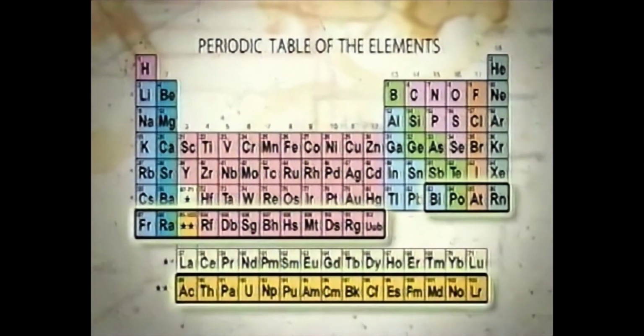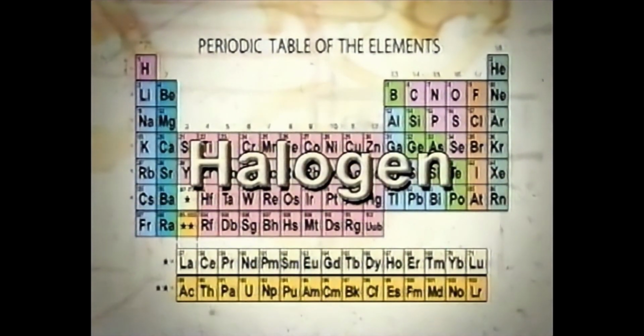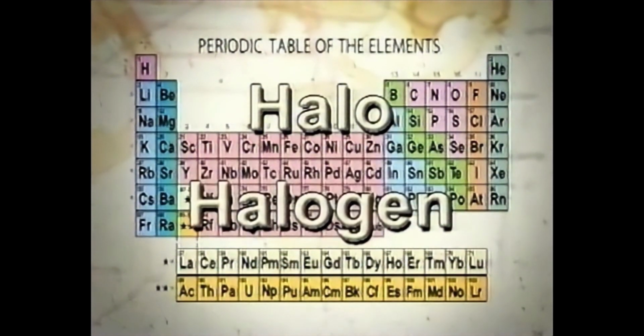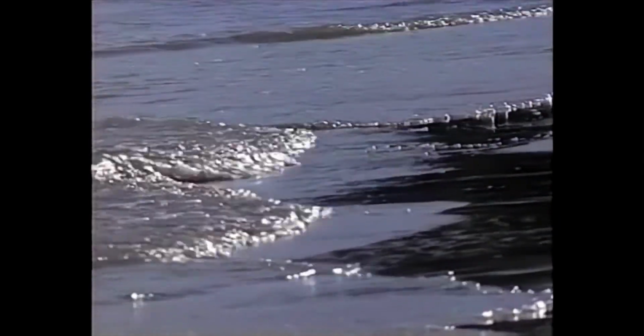None of the elements greater than atomic number 83 are completely stable. Astatine, with an atomic number of 85, is the only radioactive element in the group. Halogen comes from the ancient Greek halo, meaning salt, and genes, meaning former. Minerals containing chlorine and bromine are found naturally in rock and sea salt.